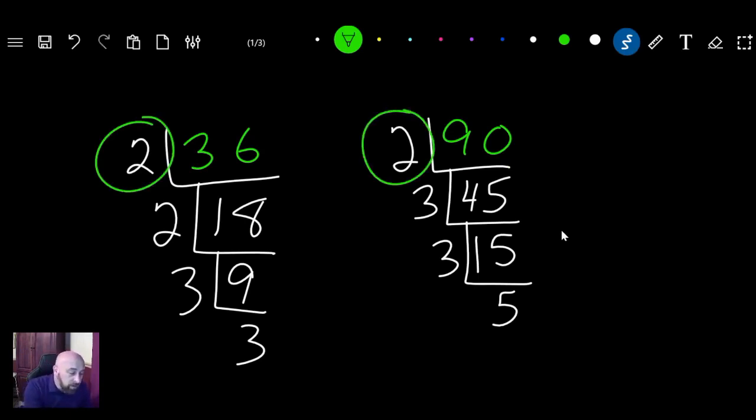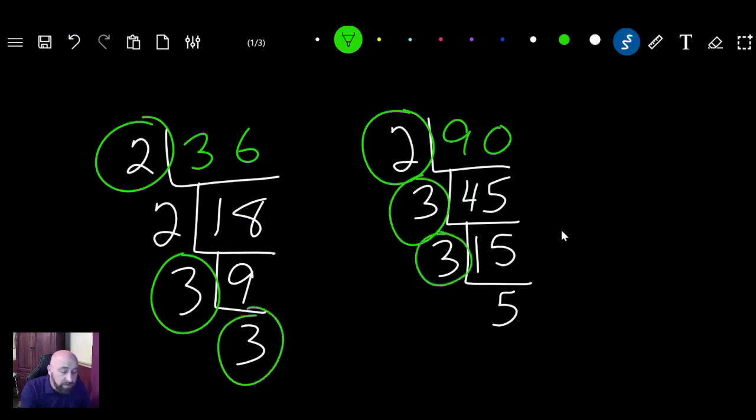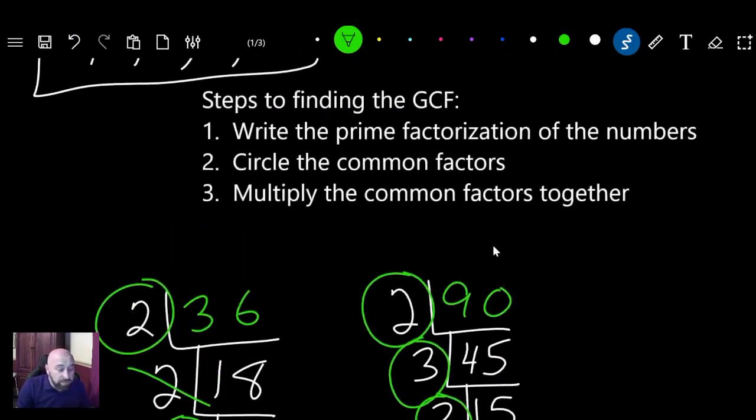Now look over here. This 2, there's not another 2 over here, is there? So that 2 is not common. Notice 3 is common with 3, and there's another 3, and there's another 3. So the 2 is not used and the 5 is not used. Okay, so now we're done with that part. So that's easy. Now it says multiply the common factors together.